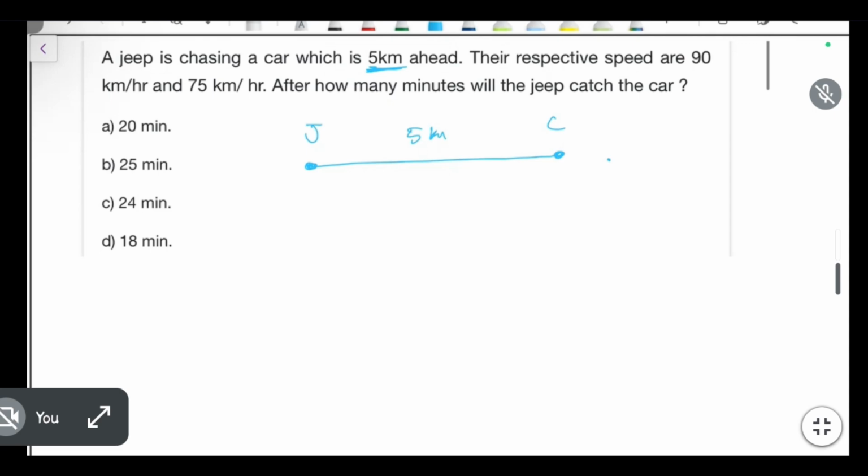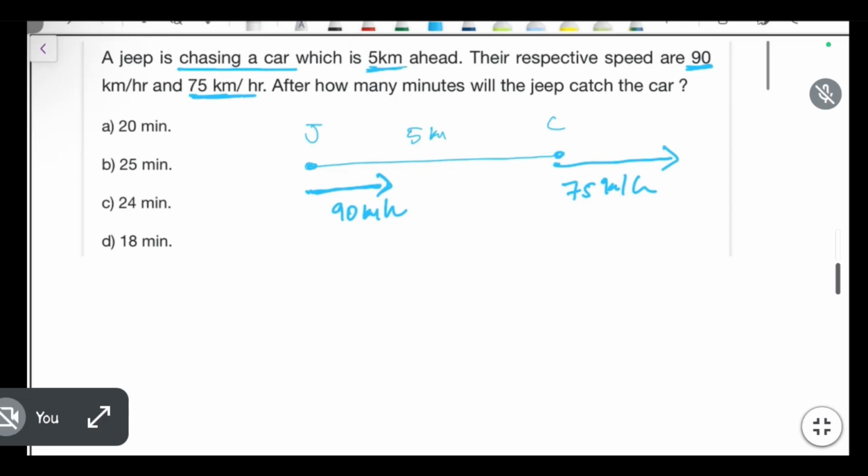So if they are 5 kilometers apart, what else is given? Their respective speeds: the speed of the jeep is 90 kilometers per hour, and the speed of the car is 75 kilometers per hour. Now, since the question says a jeep is chasing a car, it simply means the car is traveling away from the jeep, right? Because this one is chasing him. When someone is chasing you, you're running away, right? Same thing here. This car is running away from this point.